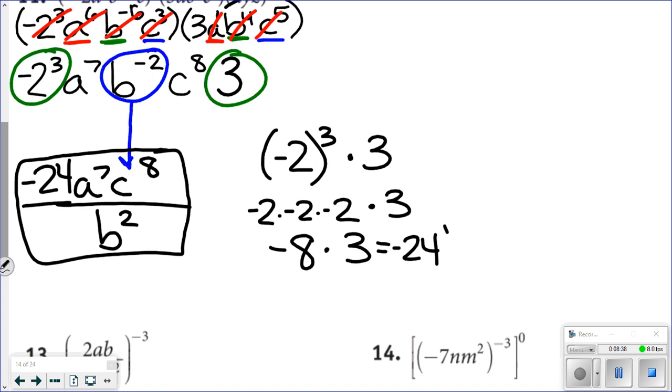Now, if you happen to leave your answer with negative 2 cubed in front with a to the 7th, c to the 8th, and multiplied by 3 at the end, I would totally accept that as long as you had the b squared in the denominator. Okay?